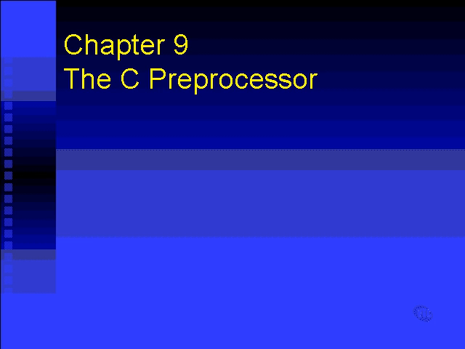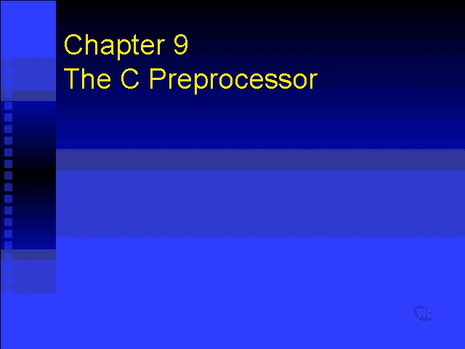In Chapter 9, we examine the C preprocessor. Now, the C preprocessor is somewhat different to the other elements of the C language that we've been looking at before. In fact, you could go so far as to say that the processing done by the C preprocessor is really not part of the C language technically at all.